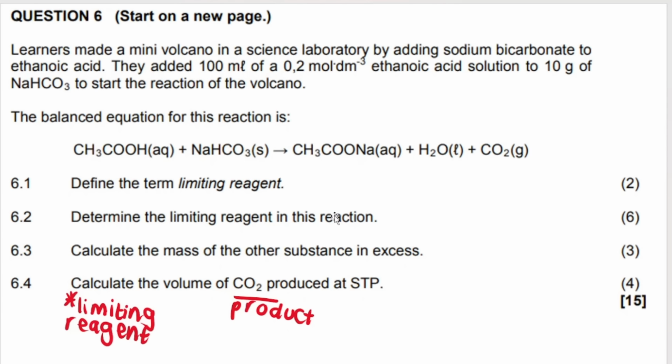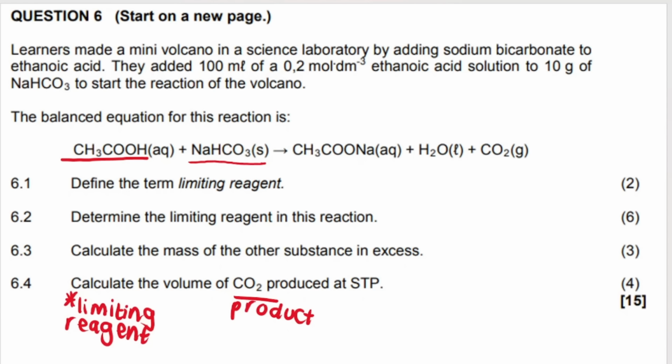But now, how do we determine the limiting reagent? Well, if they want you to determine the limiting reagent, it's because you have 2 reactants over here. So we've got this, which is ethanoic acid. This is an acid. And they add it to sodium bicarbonate. So those are my 2 reactants, and they give me information about both, but we don't know which one is going to run out first.